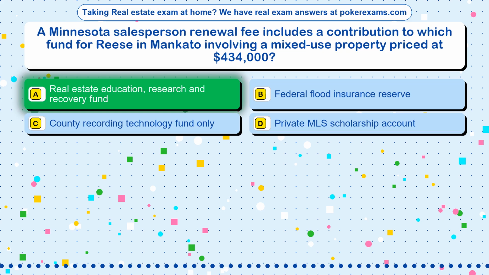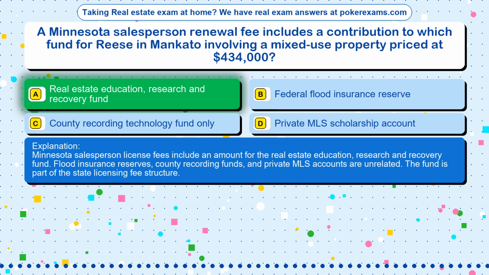The correct answer is option A. Real Estate Education, Research and Recovery Fund. Minnesota salesperson license fees include an amount for the Real Estate Education, Research and Recovery Fund. Flood insurance reserves, county recording funds, and private MLS accounts are unrelated. The fund is part of the state licensing fee structure.